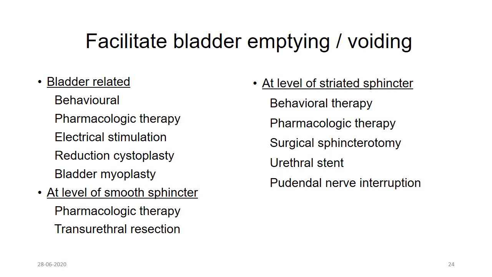And the third one is management at the striated sphincter level or external sphincter. Here we can advise behavioral therapy, that is pelvic floor exercises, biofeedback, etc. And in the pharmacological therapy, we can advise benzodiazepines, baclofen, dantrolene, botulinum toxin injection, etc. And in surgery, we can advise surgical sphincterotomy, urethral stent, pudendal nerve interruption can also be tried.